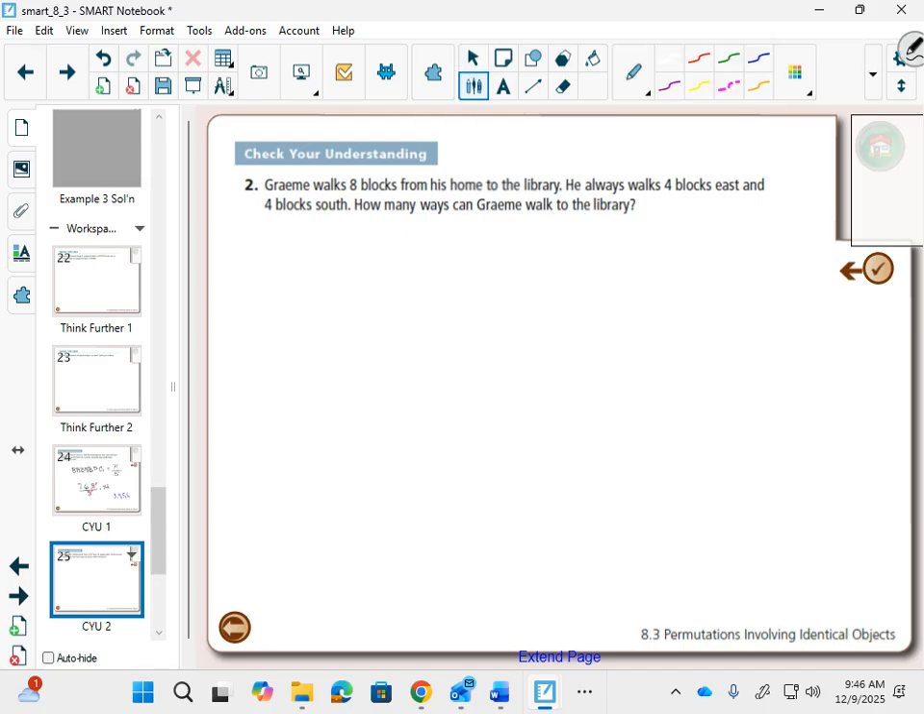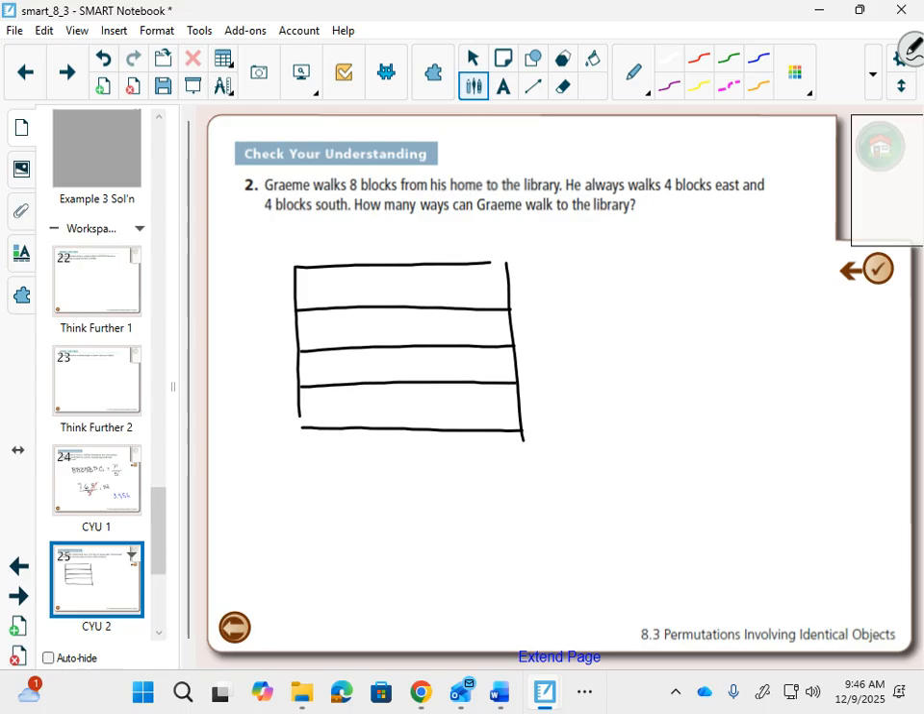Graham walks 8 blocks from his home to the library. He always walks 4 blocks east and 4 blocks south. Okay, so I'm going to draw my 8 blocks, 4 blocks this way, 4 blocks this way. He's walking, right, north, south, east, west. He's always walking east and south. Does that make sense that his home is here, the library's down there?